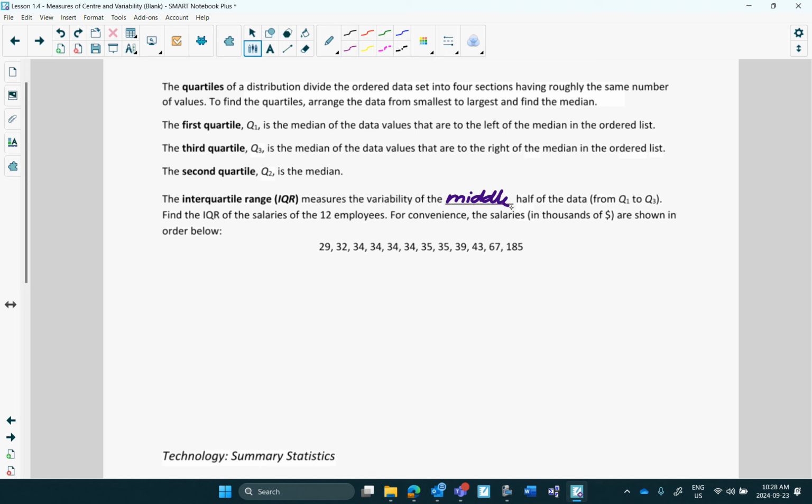from Q1 to Q3. Yeah, if you guys got to go anytime, I'm just going to finish this up. Okay. And then I'll revisit it again tomorrow.